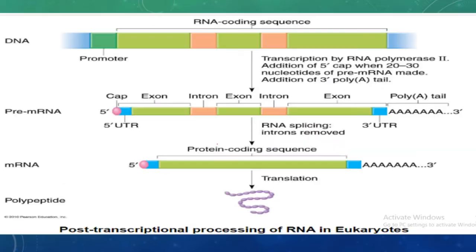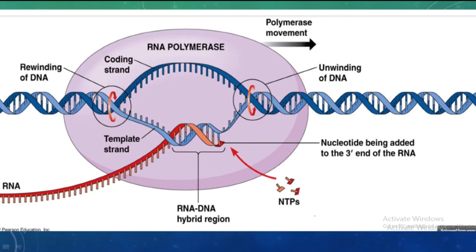Next, a little bit in brief about mRNA processing. Once the mRNA gets synthesized, what kind of modification occurs inside the mRNA? That is what we call the post-transcriptional processing of RNA in eukaryotes. So let's start with the transcription process. Transcription means how an RNA molecule gets synthesized from DNA molecules.